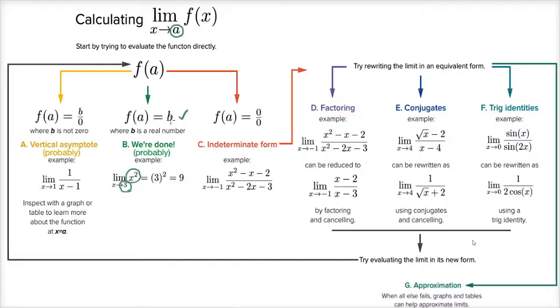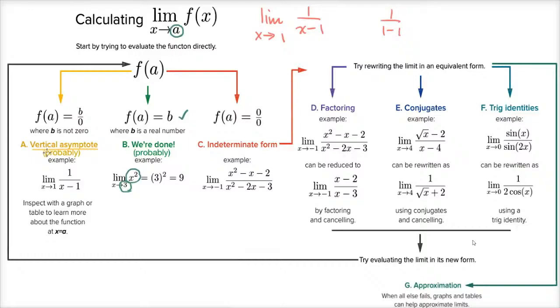But now let's think about the other scenarios. What happens if you evaluate it and you get some number divided by 0? Well, in that case, you are probably dealing with a vertical asymptote. And what do we mean by vertical asymptote? Look at this example right over here: the limit as x approaches 1 of 1 over x minus 1. If you just try to evaluate this expression at x equals 1, you would get 1 over 1 minus 1, which is equal to 1 over 0, which says, okay, I'm falling into this vertical asymptote case.